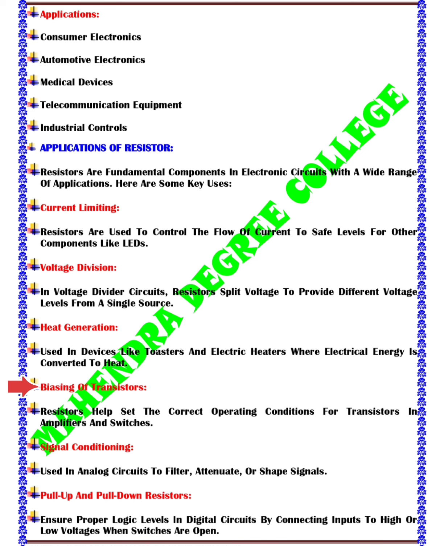It means resistors play a crucial role in biasing transistors by establishing a stable DC operating point that allows the transistor to amplify an AC signal correctly. This involves setting appropriate DC voltages and currents within the transistor circuit to ensure reliable and stable operation.